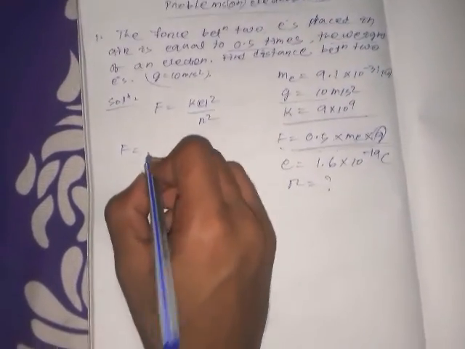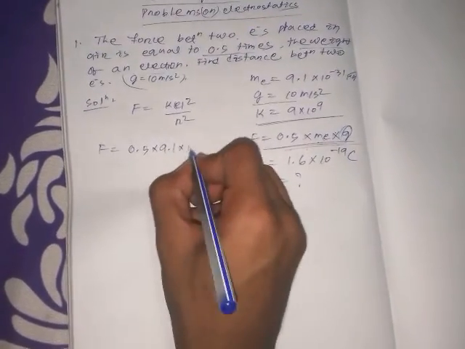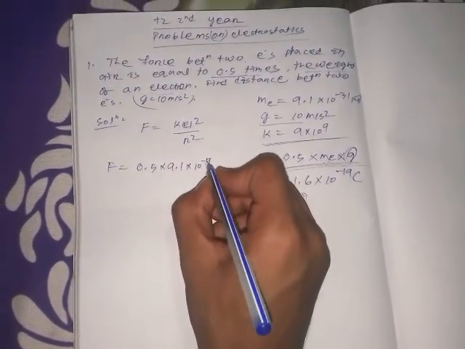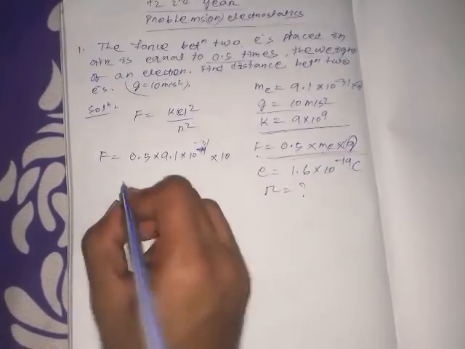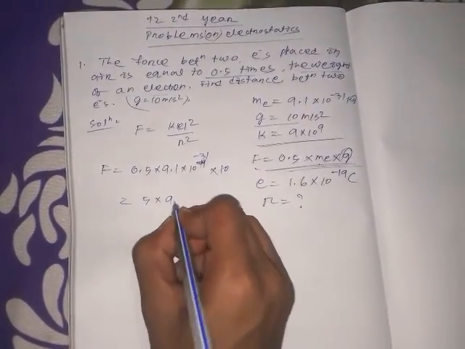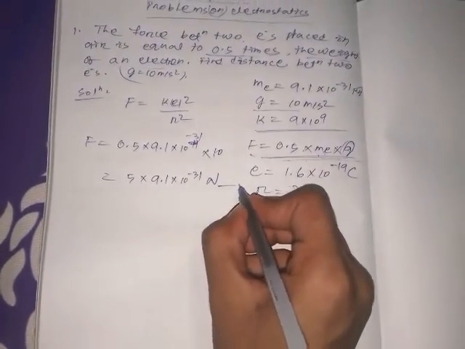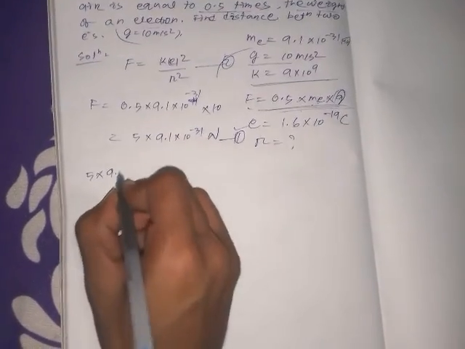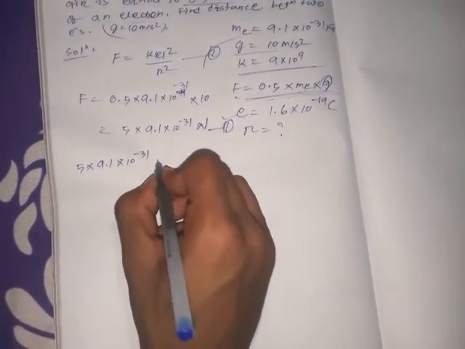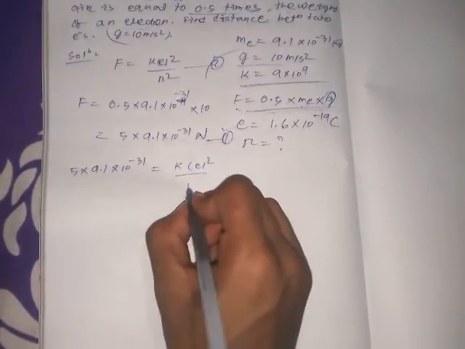Then F is equal to 0.5 into mass of electron 9.1 into 10 to the power minus 31, and acceleration due to gravity 10, is equal to 5 into 9.1 into 10 to the power minus 31 Newton. It is equation 1 and equation 2. Equating equation 1 and 2 we get 5 into 9.1 into 10 to the power minus 31 is equal to kq square upon R square.